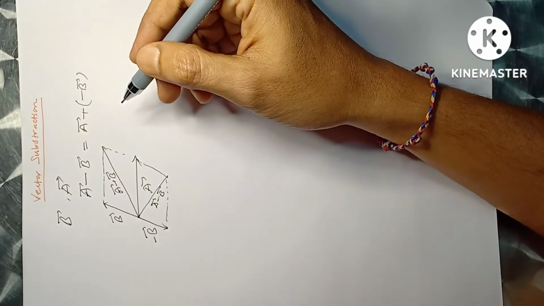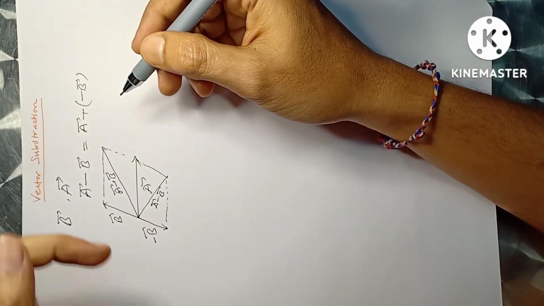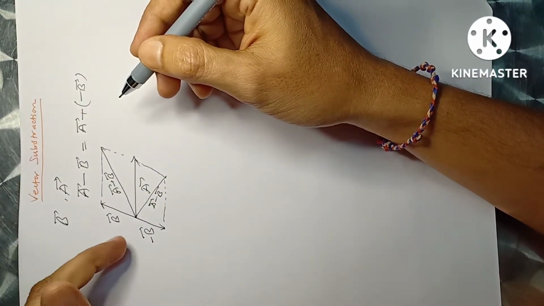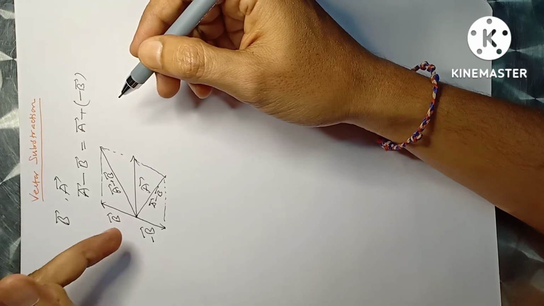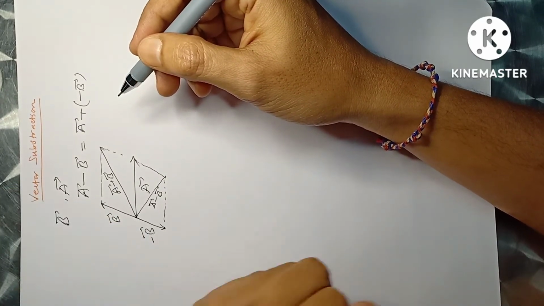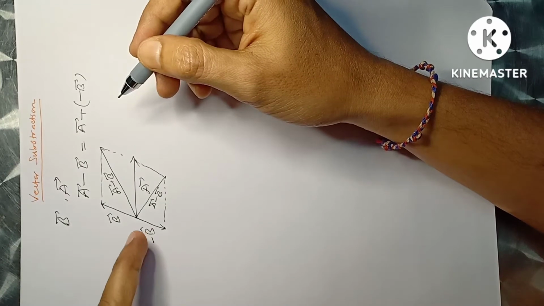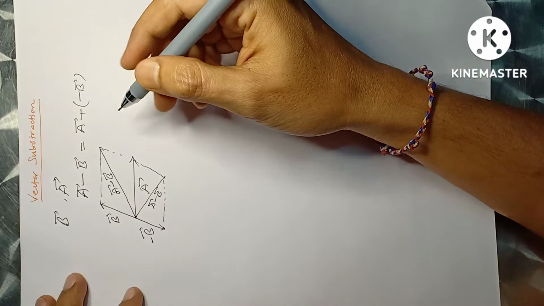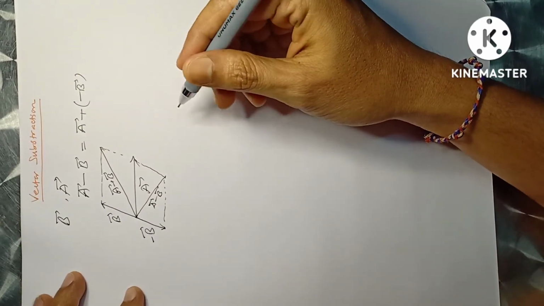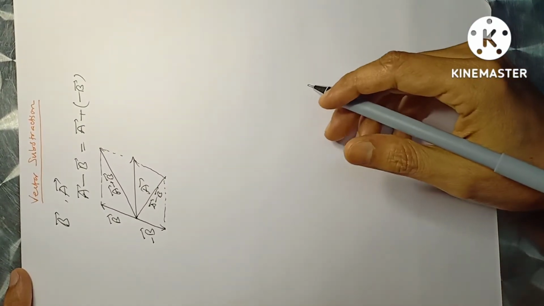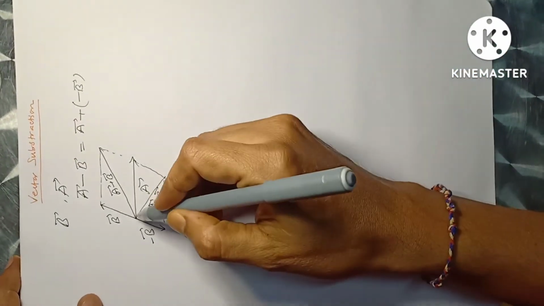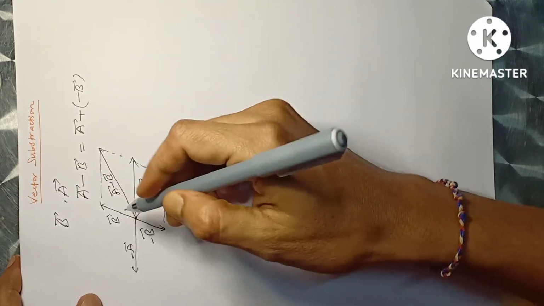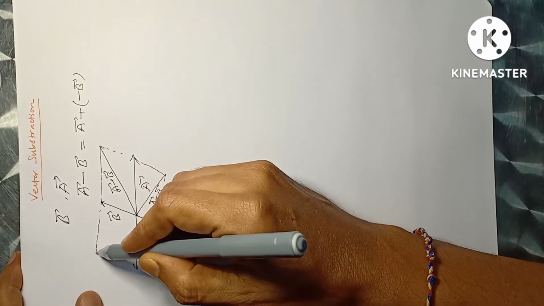So subtraction is nothing but adding. But whatever you subtract needs to be redrawn in the opposite direction. If you subtract b, then it needs to be redrawn in the opposite direction. Then the same parallelogram law gives you a vector minus b vector. This is vector subtraction. If you want to subtract a vector from b vector, then a will be redrawn in the negative direction, minus a vector. Then complete a parallelogram.